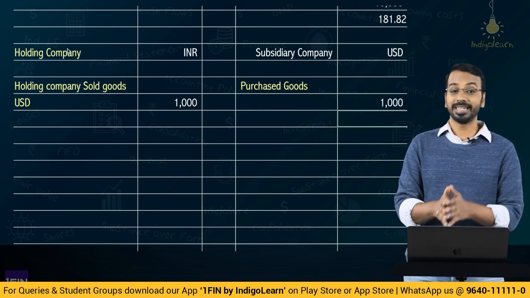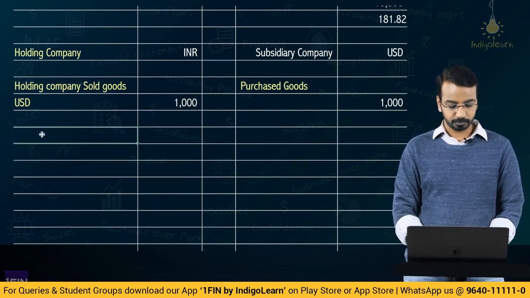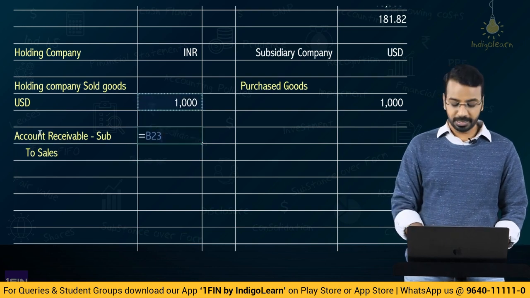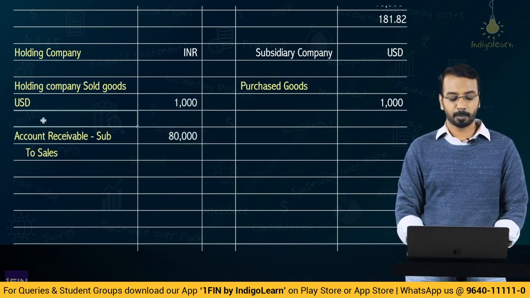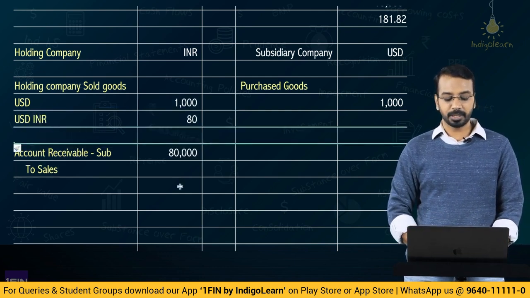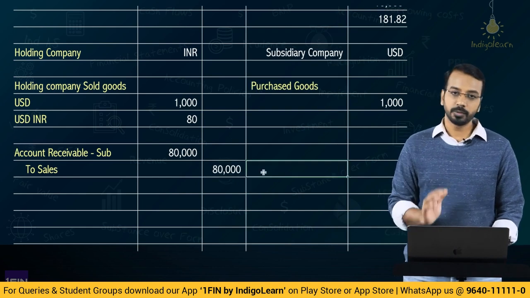Now, what will be the accounting entry in each of these books? In the holding company, they would say account receivable, I'll put the name subsidiary company, to sales. How much? 1000 USD multiplied by the exchange rate. Assume for a moment exchange rate is 80. I'll put here, USD INR exchange rate is 80. So, you will debit the subsidiary company by 80,000 and you will credit revenue also by 80,000. Right? Account receivable to sales.